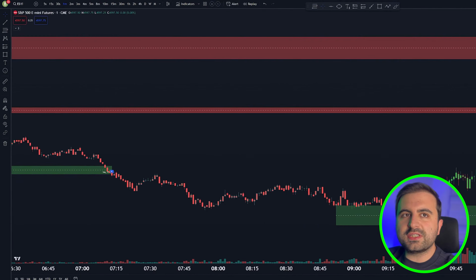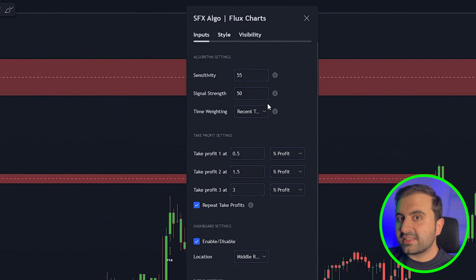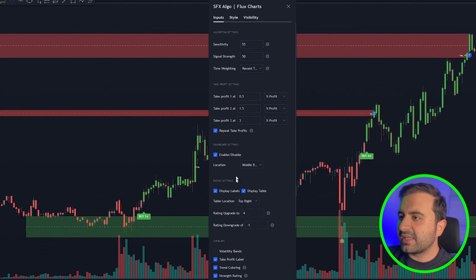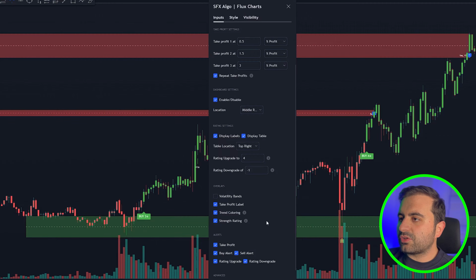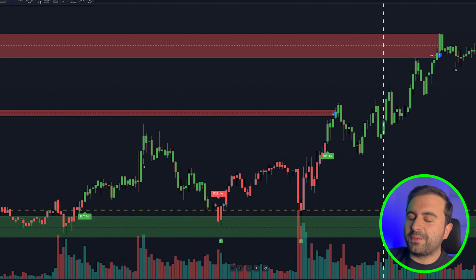What you need to do is go to the settings for the SPX algo and change the settings with me. The sensitivity is 55, the strength is 50, and the time weighting is recent trends. For take profit, copy all of this, enable this, display labels, display table, and that's it. That's all you need to do. I have closed the volatility bands, but if you want, you can enable them. After you've done that, hit the OK button, and now the setup is ready.